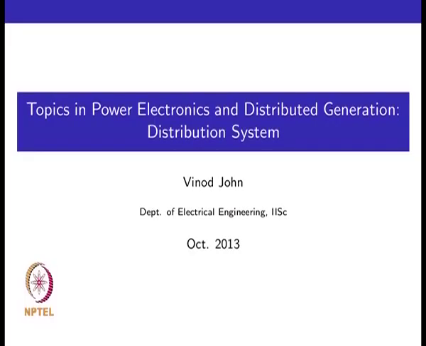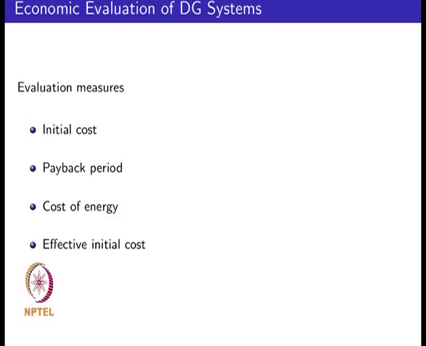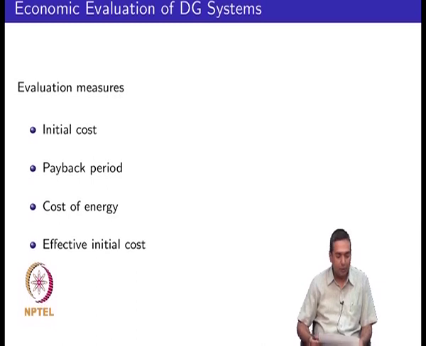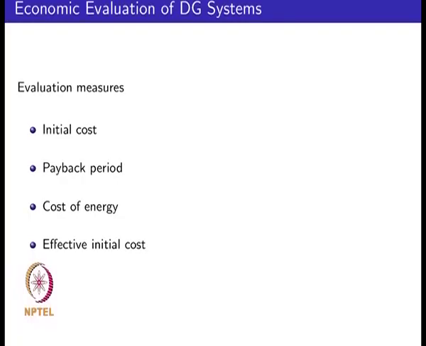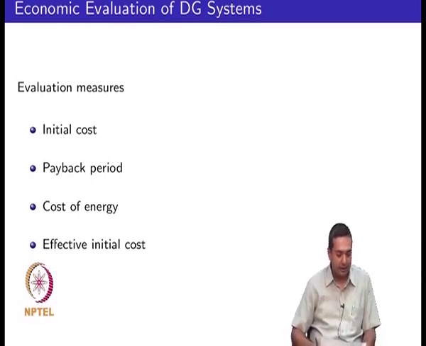We have been talking about economic evaluation of DG systems, and we looked at a few measures for doing that. The simplest is the initial cost, which is a short term immediate decision. Payback period is something which is more on a commercial time frame, maybe of the order of a year, to make a decision on whether a meaningful investment is being made in terms of investing in DG technology. The cost of energy we saw is a much longer term time frame, which is useful for policy considerations, and we looked at examples in these methods, and we will start looking at effective initial cost.